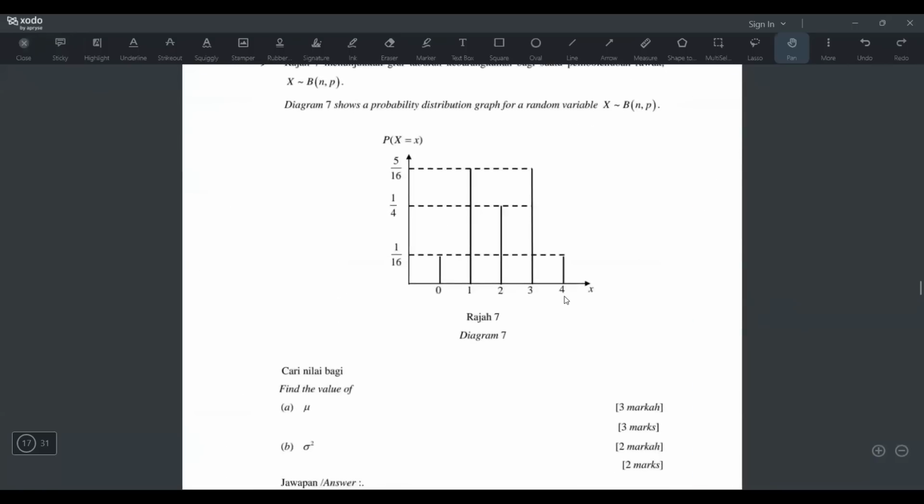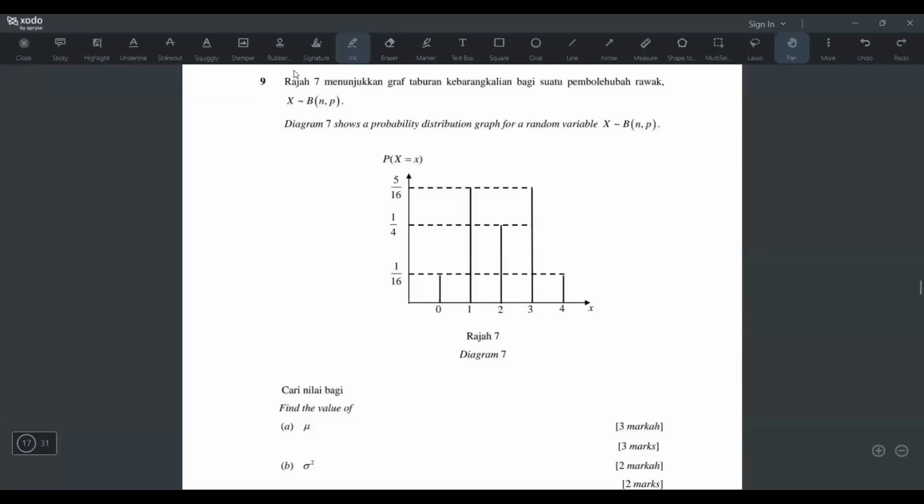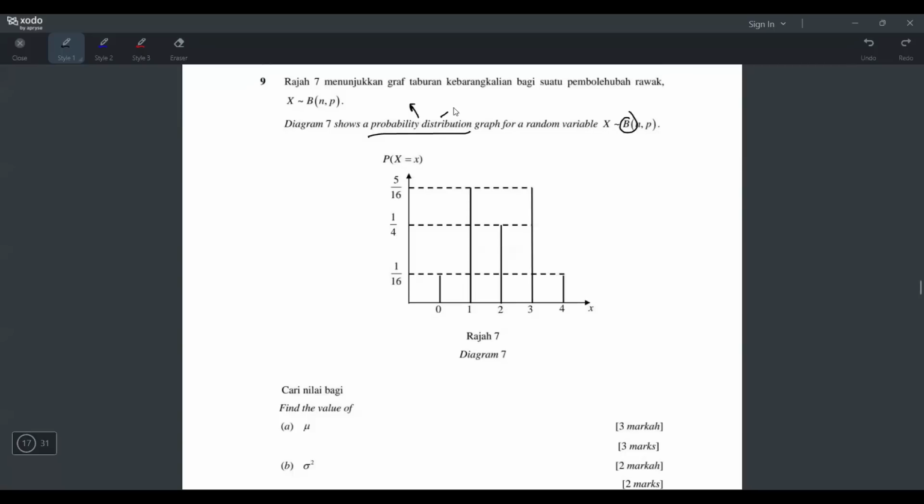Let's do number 9. Diagram 7 shows a probability distribution graph for a random variable X, B, and P. This is a probability distribution and it's a binomial distribution, right? And when you learn this chapter there are two parts, right? The first part you learn about binomial distribution. Second part you learn about normal distribution, right? And for the normal distribution, you have to use the Z value table, right?